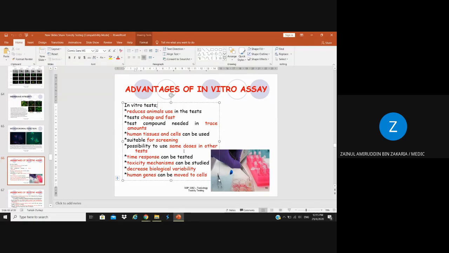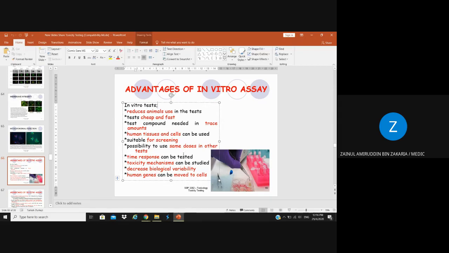And then the advantage also is to decrease biological variability. So using in vitro assay, you can decrease biological variability. Because if you use animals, there is certain variability which affects the result. Some species might not respond well to a compound compared to another species. And then lastly, human genes can be moved to cells. So this is the advantage of using in vitro.